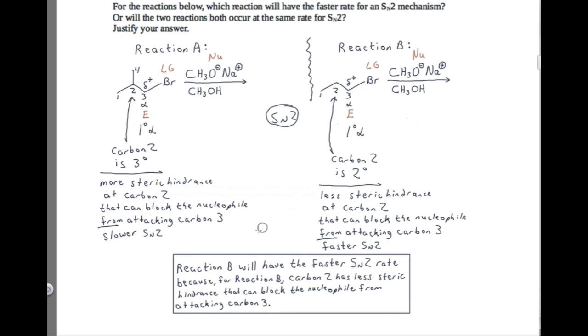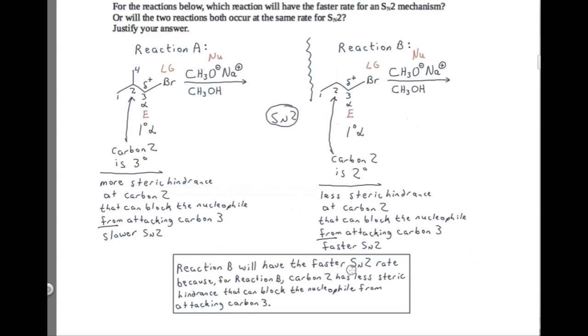So here's our answer. Reaction B will have the faster SN2 rate, because for reaction B, carbon-2 has less steric hindrance that can block the nucleophile from attacking carbon-3. Remember, you have to justify your answer to get full credit for this problem.